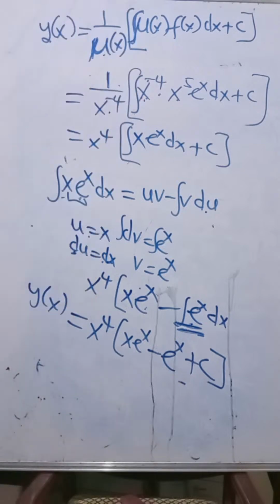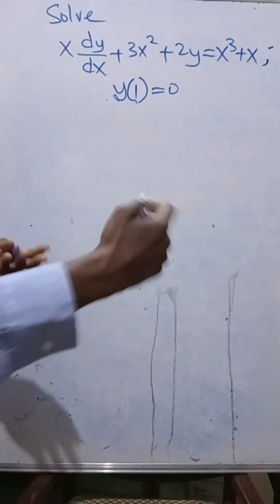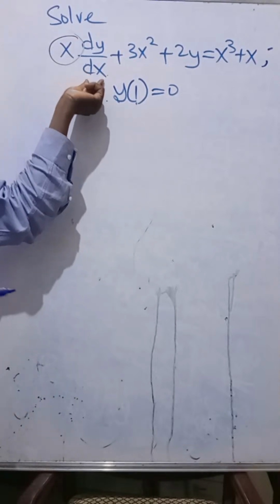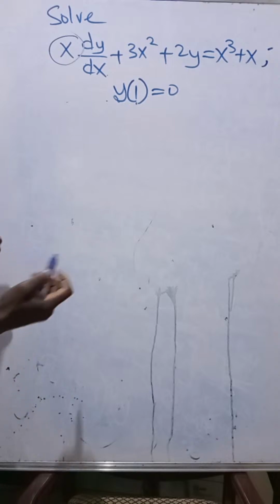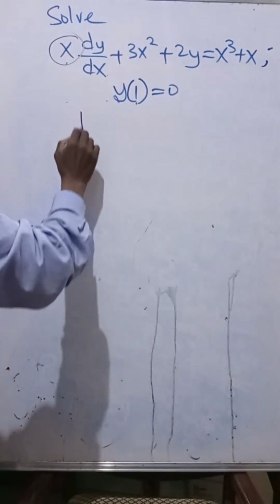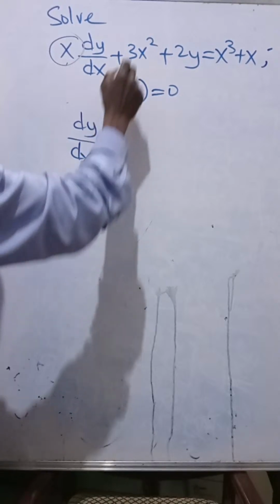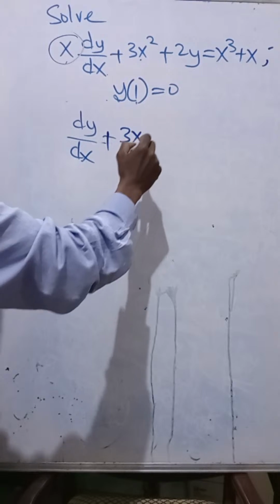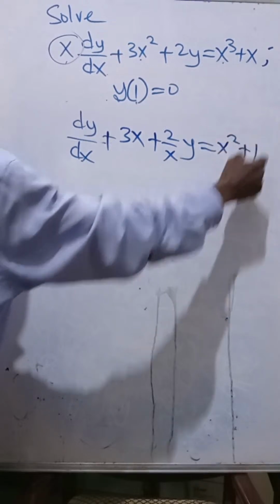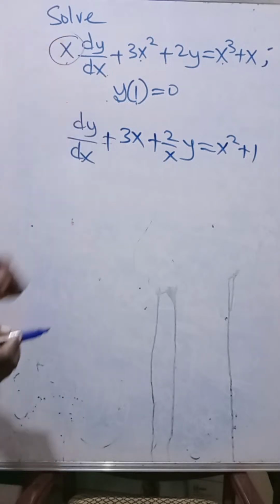Let's see more questions. I've given the steps to be taken, so let's follow those steps. Anything that attaches to the dy/dx, remove it from that place. So you divide the equation by that attachment to your dy/dx. dy/dx plus (3x plus 2) over x times y is equal to this, which will be x squared plus 1. So I divided through by that attachment to my dy/dx.